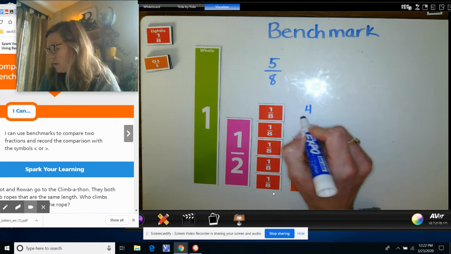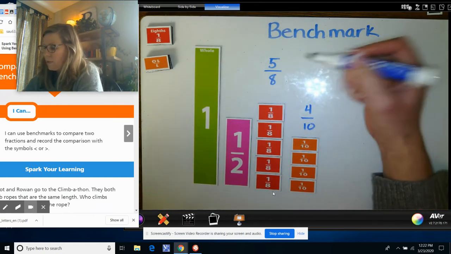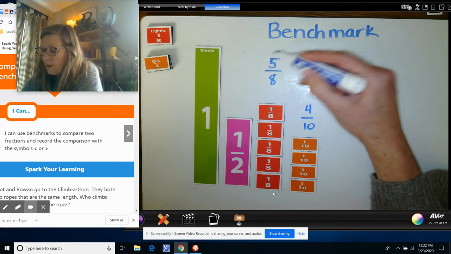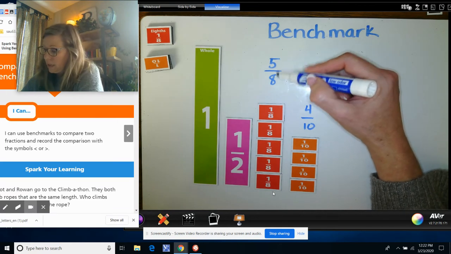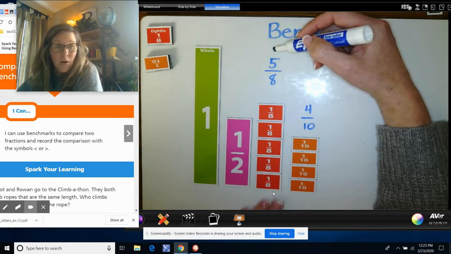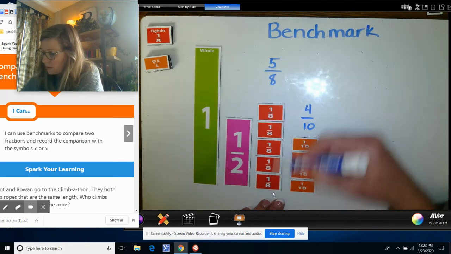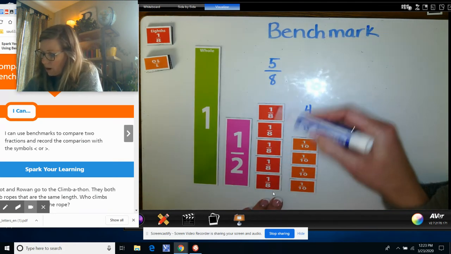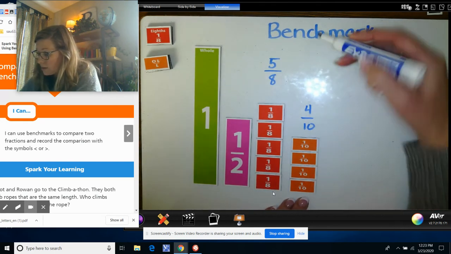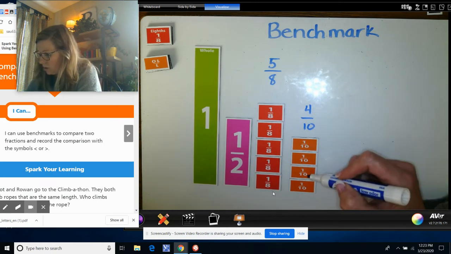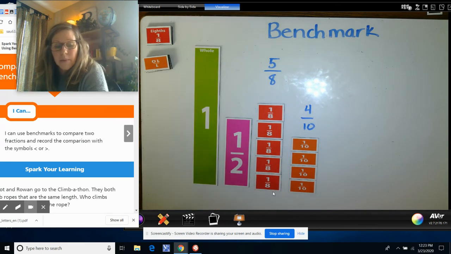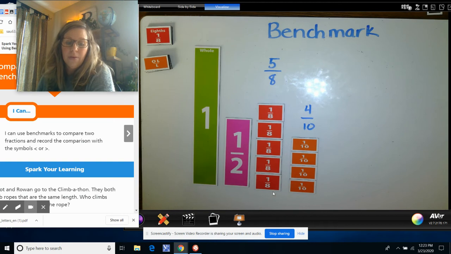and this is 4/10. Remember when we talked about numerator and denominator the other day? The numerator tells us how many of the whole we're going to be talking about. The denominator tells us how many parts that whole is broken into. So remember, we talked about this being 5/8. So there's 5 of the parts out of 8 total parts. And this one, there are 10 total parts. We're only talking about 4 of them. 1, 2, 3, 4.